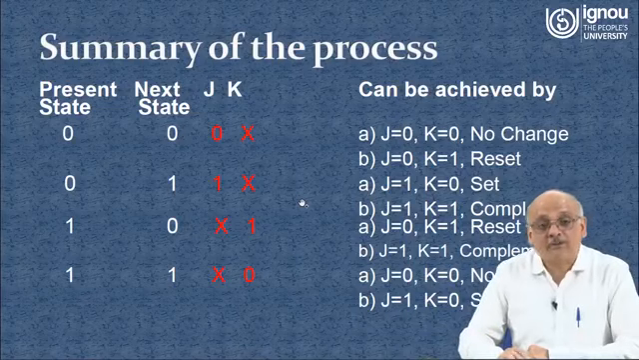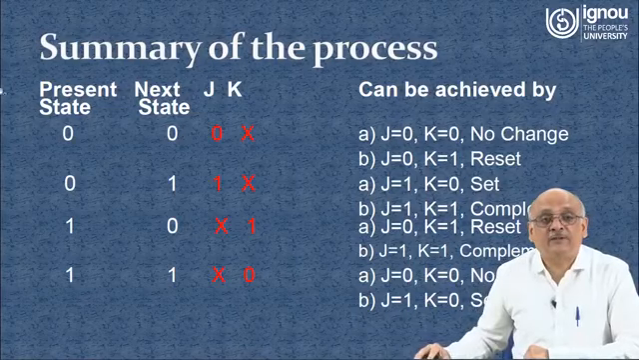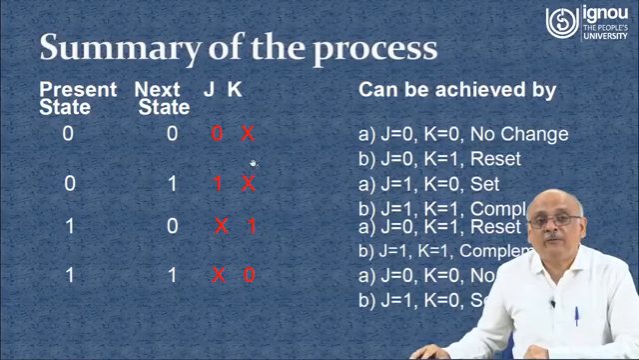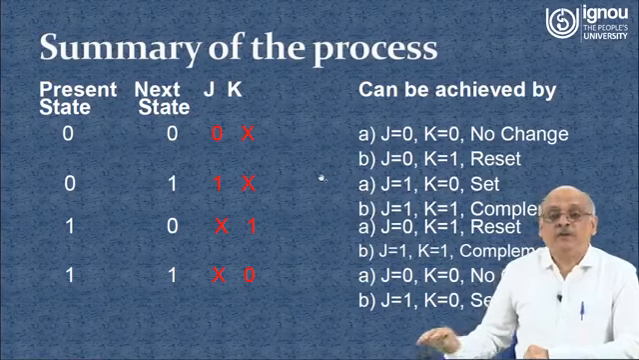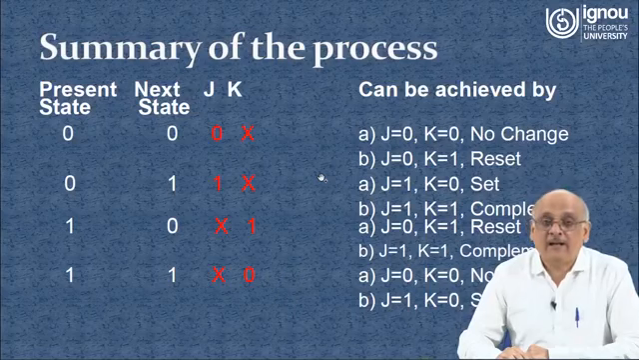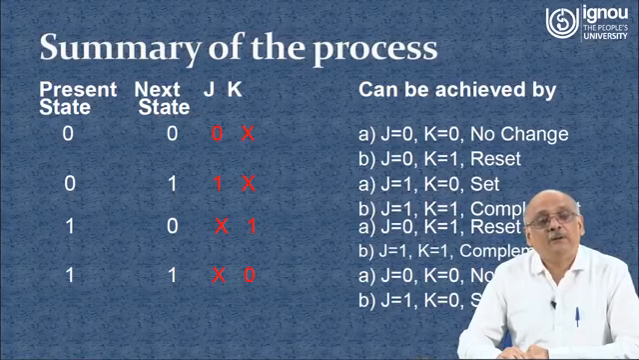So this is what is called the excitation table. This table basically defines, from present state to next state, what values of J and K should be applied so that we get the necessary transition. Now you can draw this table for SR flip-flop, and two more flip-flops are discussed: one is D flip-flop and the other is T flip-flop. You can have a look at D as well as T flip-flop.